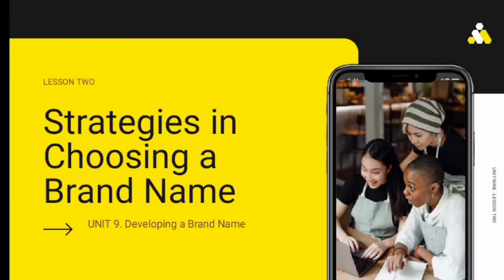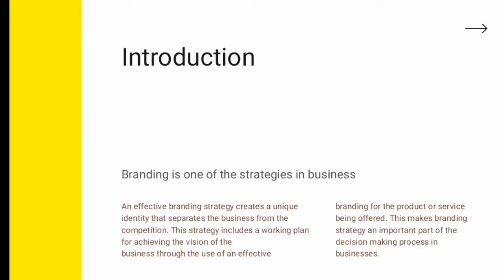Unit 9, Lesson 2, Strategy in Choosing a Brand Name. Introduction. Branding is one of the strategy in business. An effective branding strategy creates a unique identity that separates the business from the competition. This strategy includes a working plan for achieving the vision of the business through the use of an effective branding for the product or service being offered. This makes branding strategy an important part of the decision-making process in business.